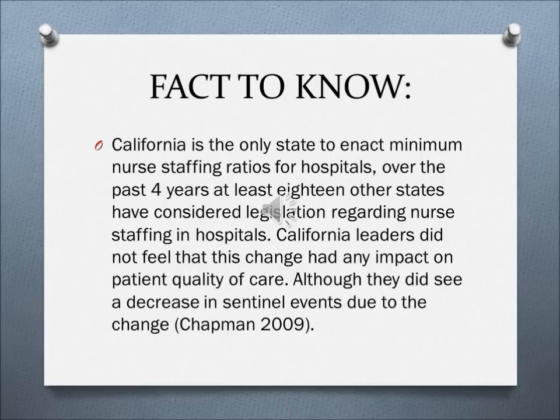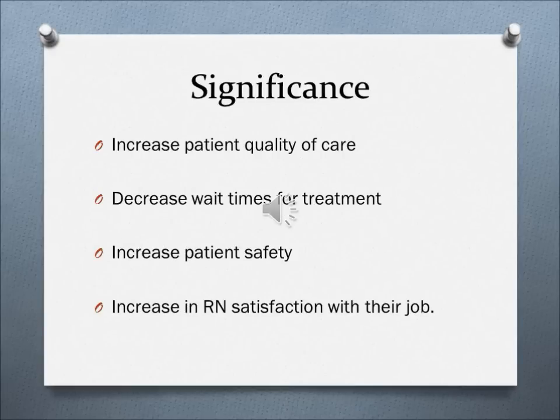California is the only state to have mandated staffing ratios. Other states have attempted but have not gotten any further than that. California leaders did not feel it had any impact on patient quality of care. A decrease in sentinel events, though, was proven. I would think that that is one impact large enough for me to see that it has changed patient quality of care. The significance of this project is to increase patient quality of care, decrease wait times for treatment, increase patient safety, and increase RN satisfaction with their job.